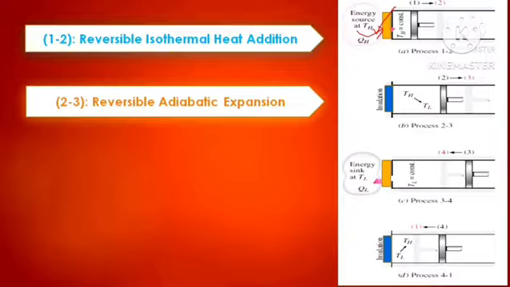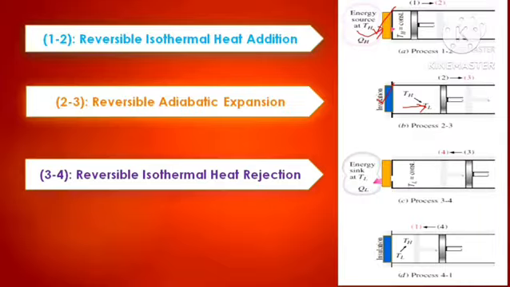The second thermodynamic process is reversible adiabatic expansion. So in this process, diathermic cover is replaced with adiabatic cover so that no heat will be transferred in this process. So adiabatic means no heat transfer. Only expansion takes place because of heat addition in the first process. During expansion, the temperature drops from TH to TL in the second process. Because of expansion process, piston moves from one dead end to another dead end where mechanical work will be generated.